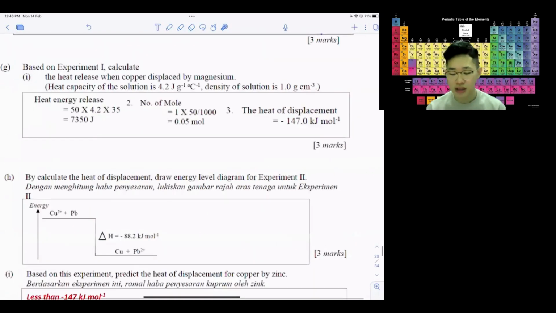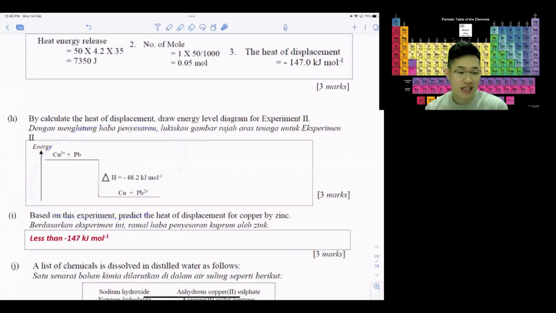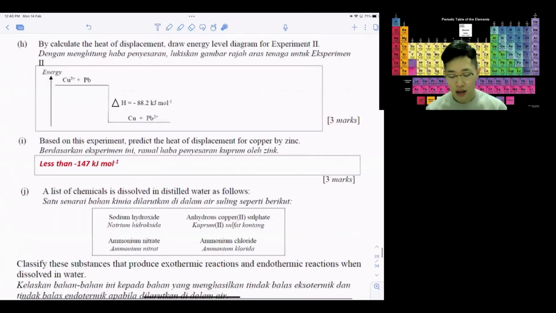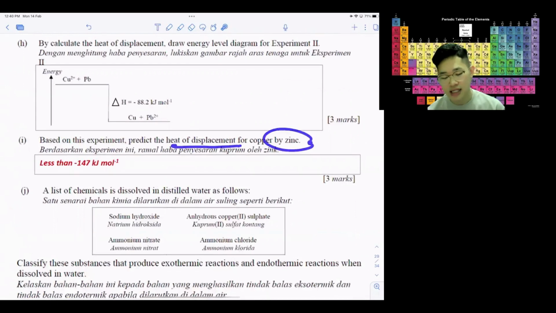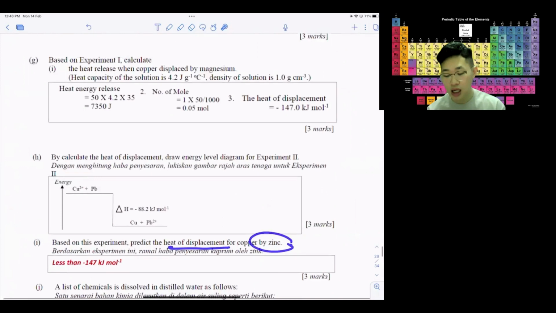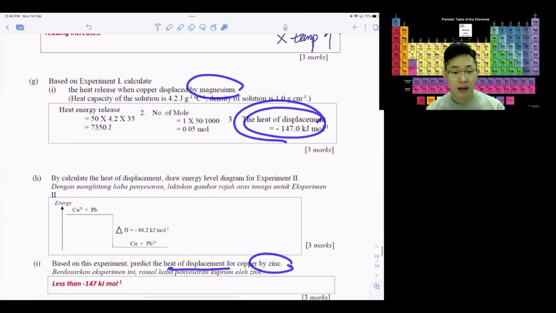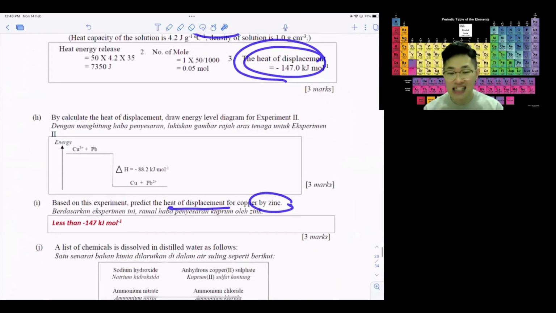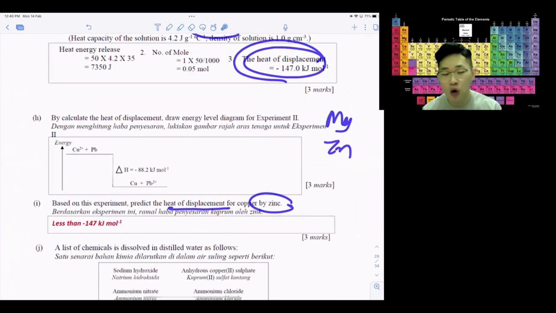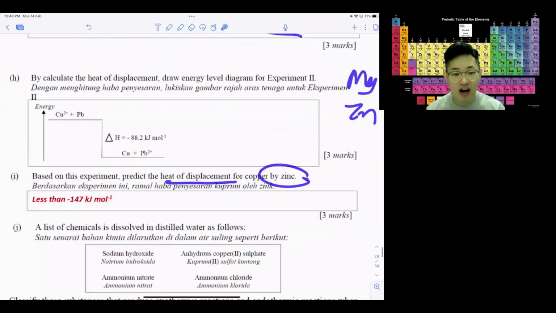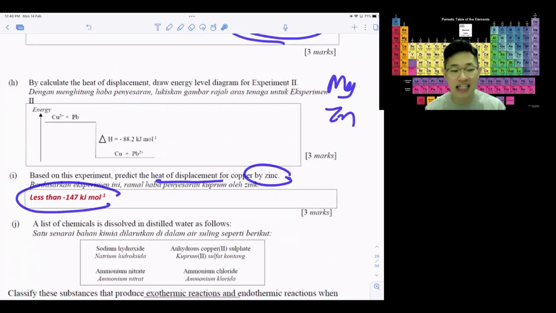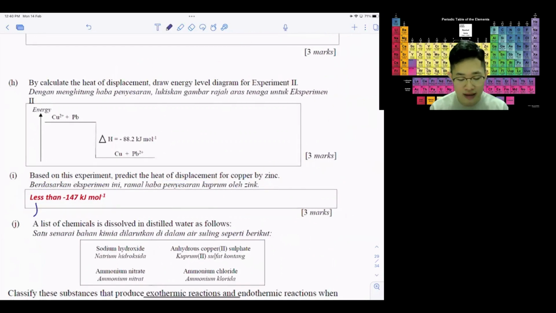Okay, calculation. Nothing special here. Energy level diagram. It's like a paper 2 question. Predict the heat of displacement of copper by zinc. If we are using magnesium 147, zinc is less electropositive. Zinc is placed below magnesium. Then the heat of displacement, the value will be less than 147. All right.